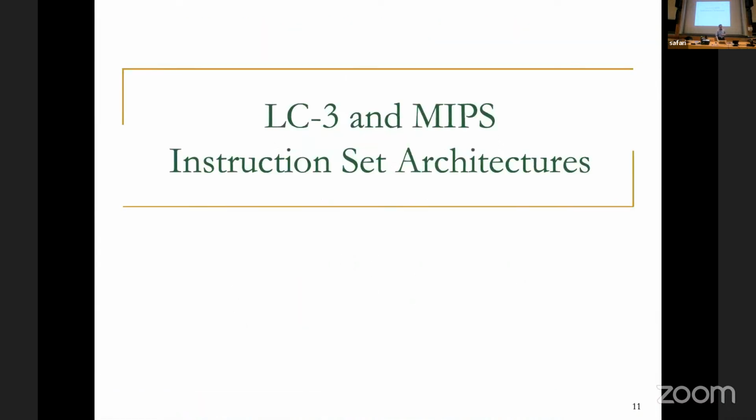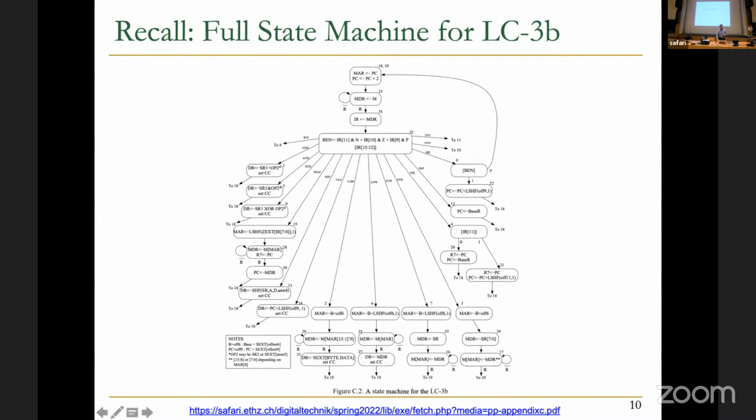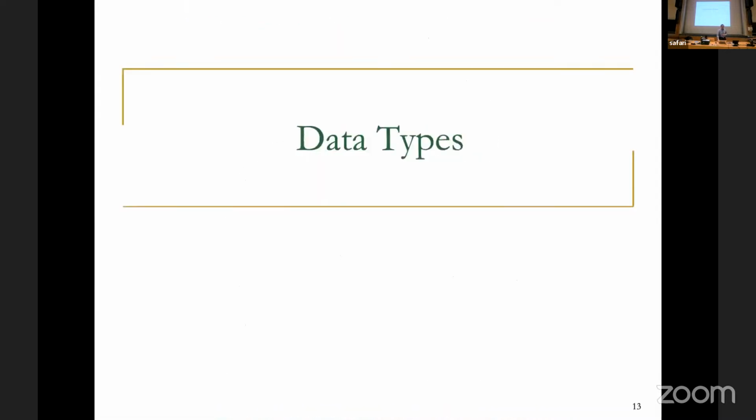Okay, so we were talking about LC3 and MIPS instruction set architectures. These are 2 instruction set architectures we selected. They're very similar to each other, as I mentioned. We talked about instructions, opcodes. We talked about data types. If you remember, I showed you the binary coded decimal clock, and I showed you also a digital clock.